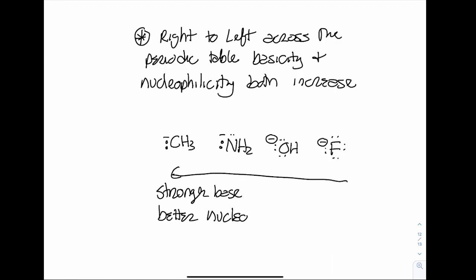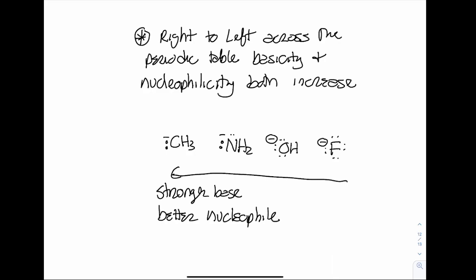Fluorine is the more electronegative of all those atoms. I'm comparing fluorine to oxygen to nitrogen to carbon. It can tolerate those lone pairs better. It's more stable on fluorine. I'm talking about donating them, so the stronger one is going to be the one where it's less stable. Less stable means more reactive. We want it to be reactive if it's going to be good at attacking things. So stronger base and better nucleophile.